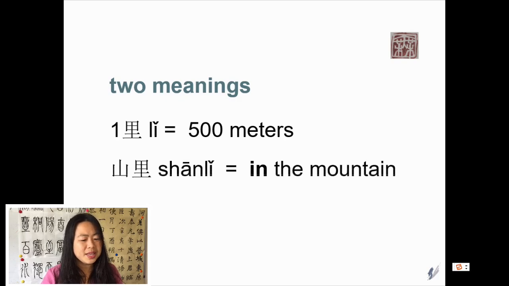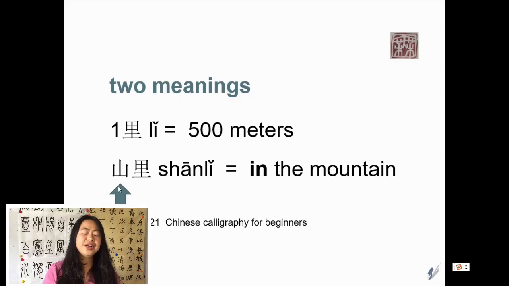The second meaning is this, as in in the mountain, in the classroom, in the office, that "in". Do you still remember this character? We learned it in lesson 21 in Chinese Calligraphy for Beginners. It is mountain, hill. It's also from a picture, right? If you can't remember it, you can go back to review it. Okay, those are the two meanings.